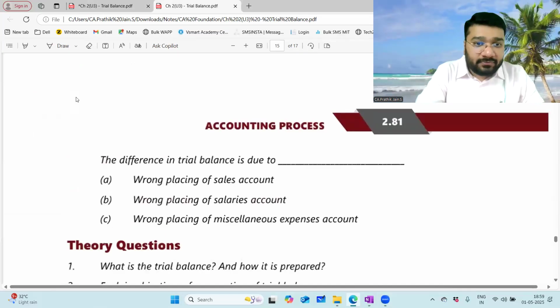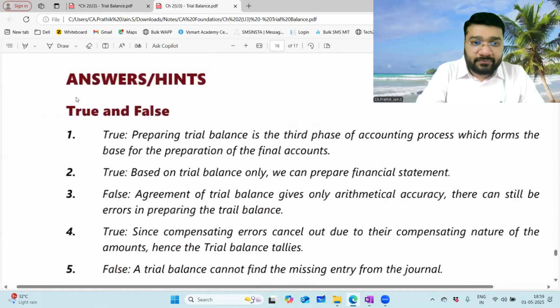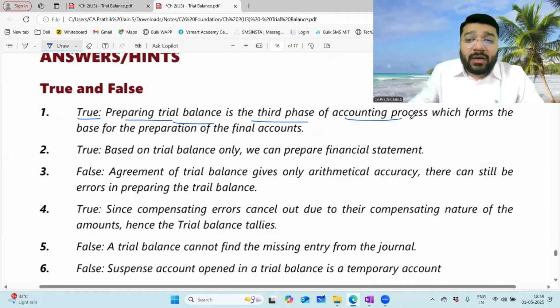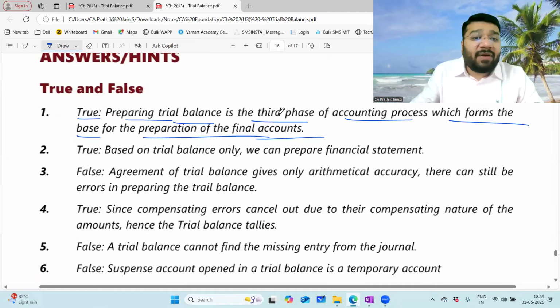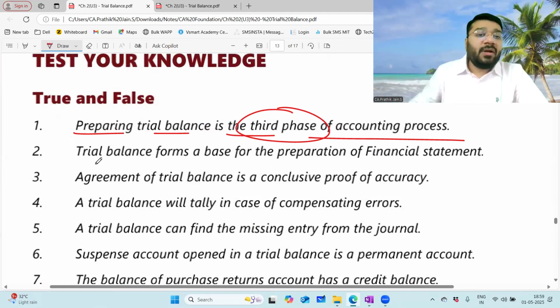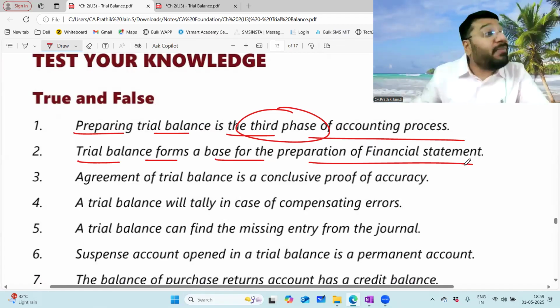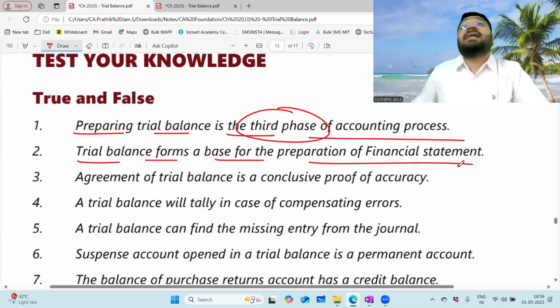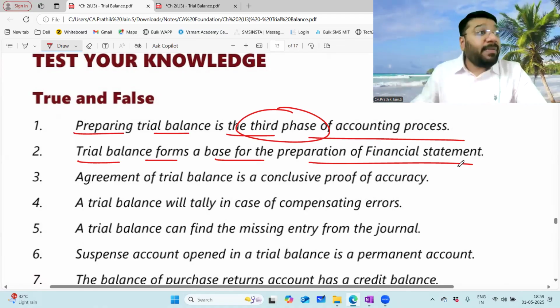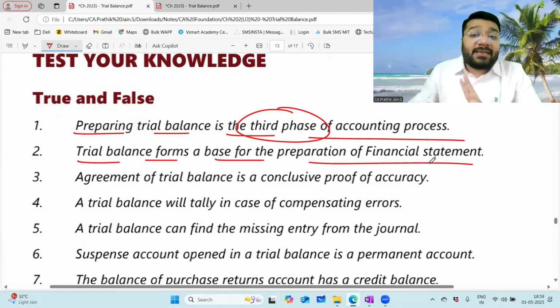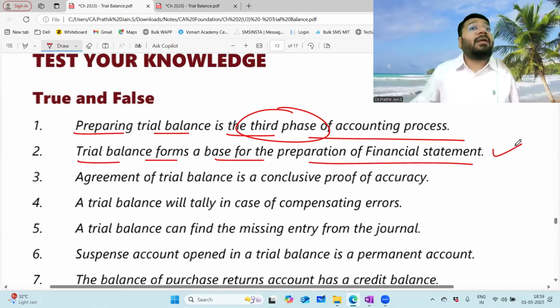True. Preparing the trial balance is the third phase of the accounting process, which forms the base of preparing the final accounts. Any problem? No, sir. Trial balance forms the base of preparing financial statements. Because if the trial balance is prepared, I can conveniently prepare a reliable financial statement. If any single-sided mistake is there, I can identify it using the trial balance, and that will help me prepare a proper trial balance with the double-sided impact. On that basis, the financial statement can be appropriately prepared.